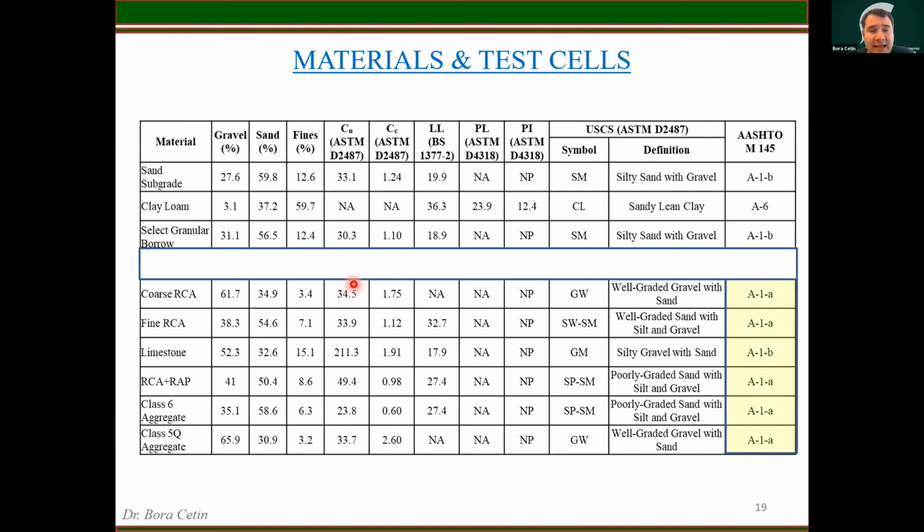I wanted to focus on the coarse RCA, fine RCA, limestone and RCA wrap. Based on AASHTO soil classification, they are high quality aggregates, A-1-a, except limestone, which is A-1-b, but it is still good quality material. Based on the Unified Soil Classification System, coarse RCA is well-graded gravel, while fine RCA has more fine sand, and silt and clay size particles, not much clay, but silt size particles. Limestone has some silt size particles and predominantly silt, but has some gravel in it too.